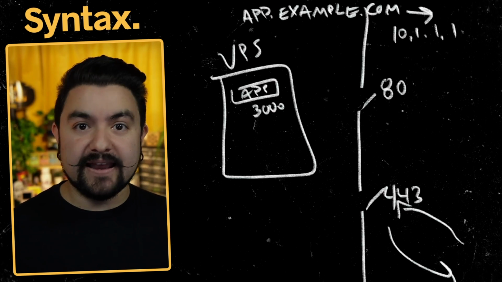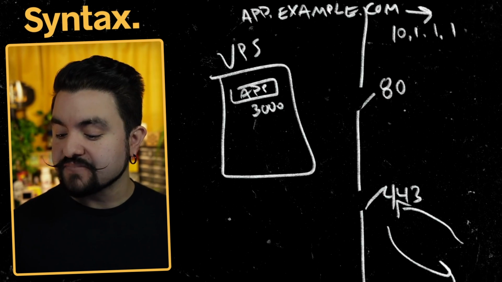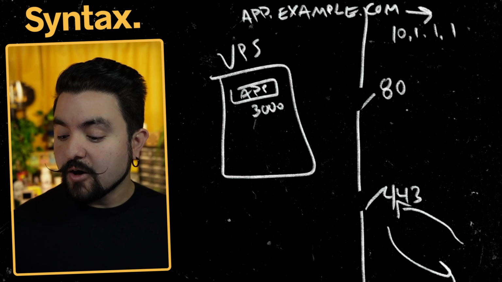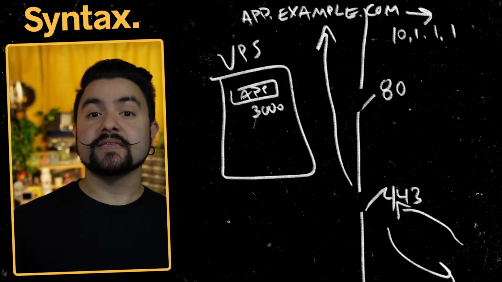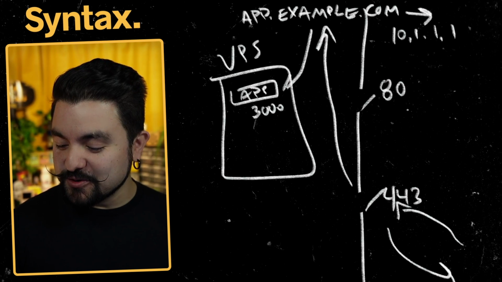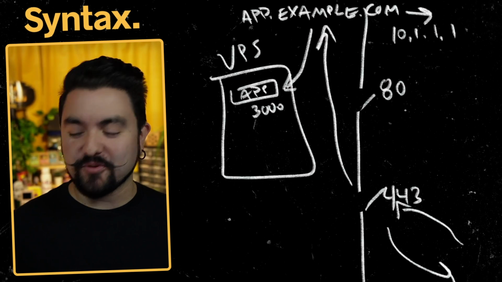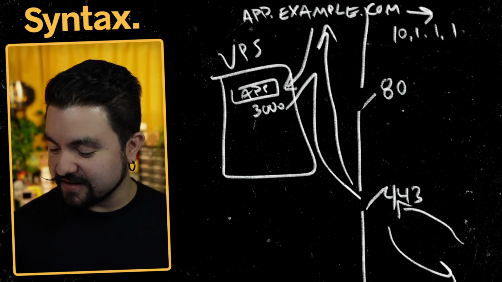And this is what something like Caddy or Nginx or Apache HTTP will let you do. You can set up a config that says when a request comes into the server for this specific domain, then route that request to the application running on port 3000 and send the traffic that way.